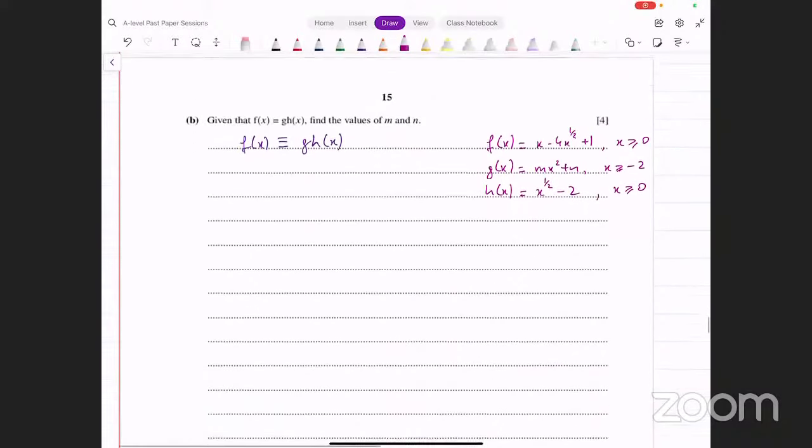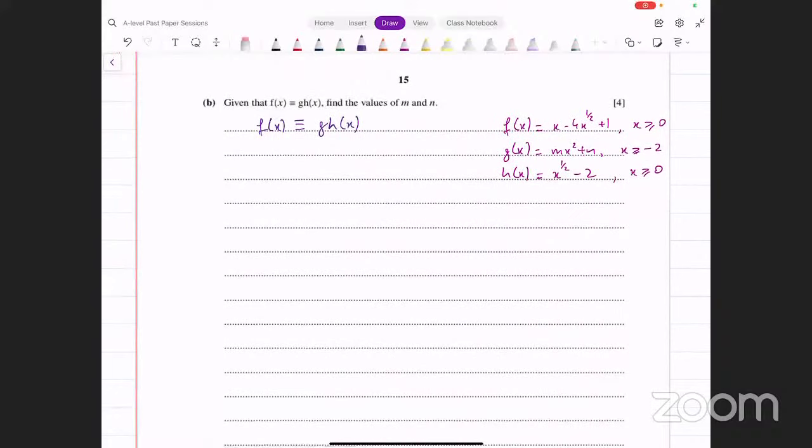ये आपके पास तीन फंक्शन है. अच्छा, f of x हमें पता है. लेफ्ट साइड पे हमारे पास क्या आ गया? x minus 4x raised to power 1 over 2 plus 1. It's identical to g of h of x. तो g के अंदर क्या इनपुट करना है? g के अंदर आपने इनपुट करना है h, which is x raised to power 1 over 2 minus 2.